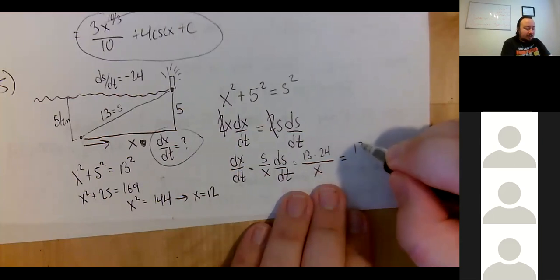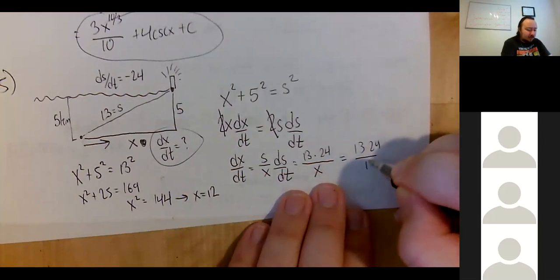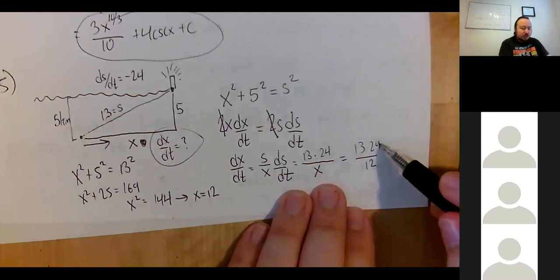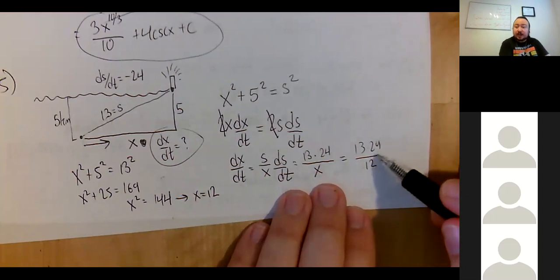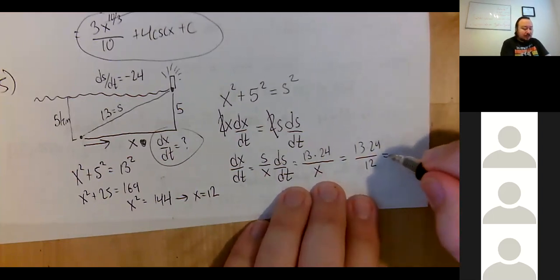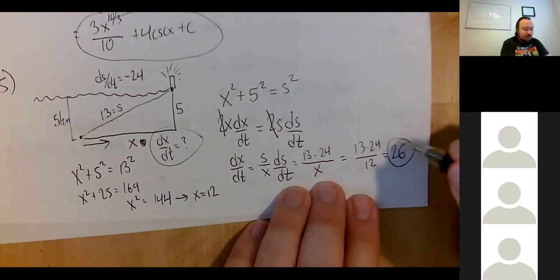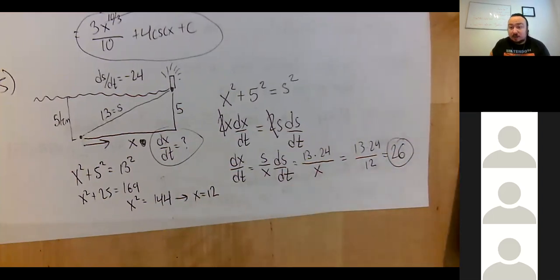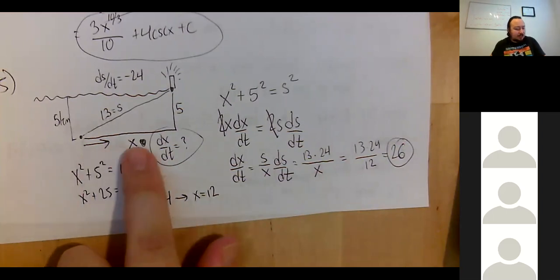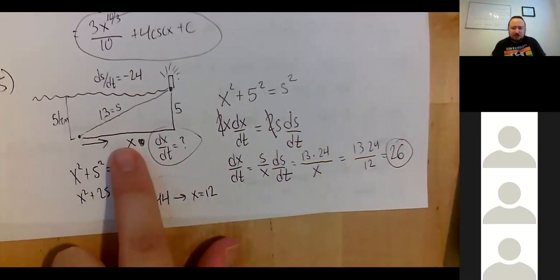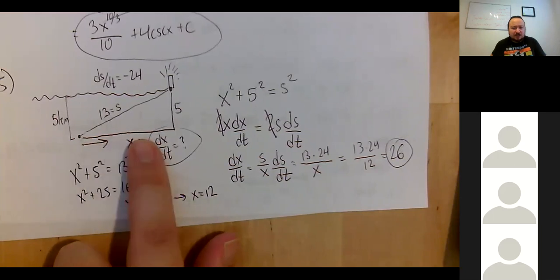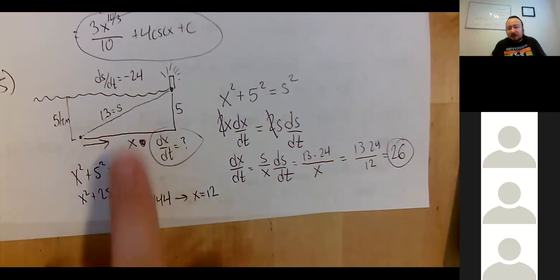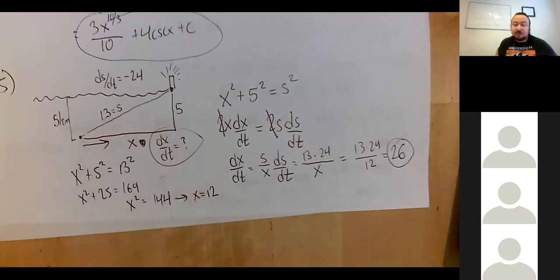So we end up getting 13 times 24 over 12. And 24 over 12 can simplify to just be 2. So we end up getting 26 as our speed for this submarine. So it's moving 26, I don't know what the units were for this. I think maybe it's kilometers per hour or something. It's moving 26 kilometers per hour along the bottom of the ocean or whatever.